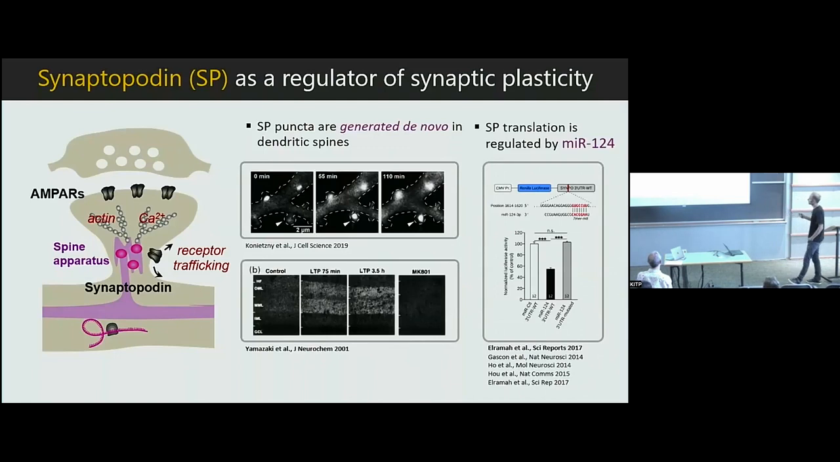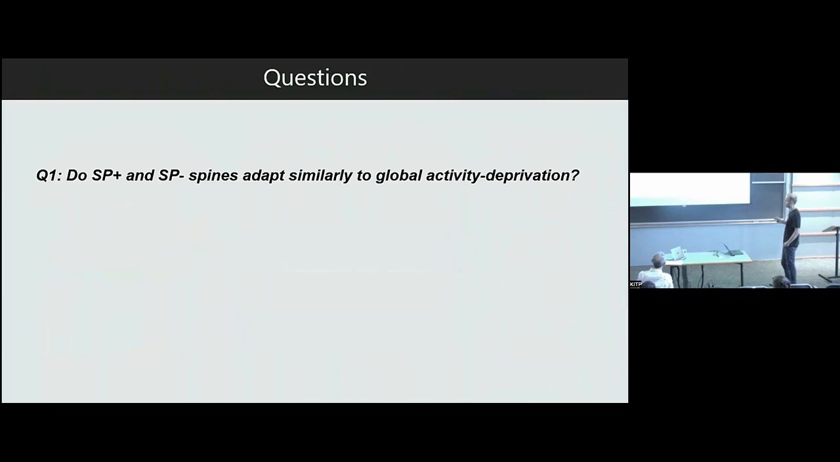And the last point is that we have shown previously that Synaptopodin translation is regulated by a microRNA, which is miR124. It's a very abundant microRNA in neurons, which is present in dendrites, and which has been shown to regulate both LTP and homeostatic plasticity. So the rationale to look at Synaptopodin was rather strong, and then we decided to address a series of questions. The first one was, do Synaptopodin positive and Synaptopodin negative spines adapt similarly to global activity deprivation?